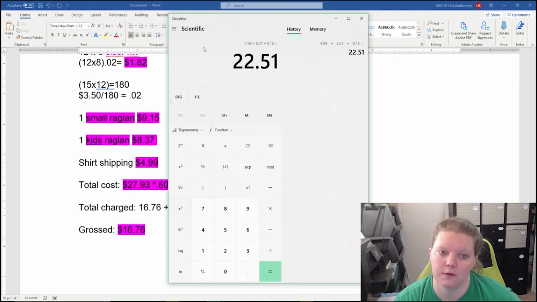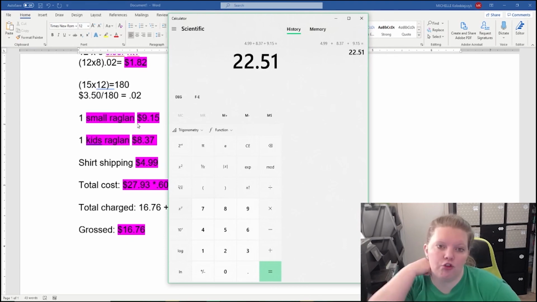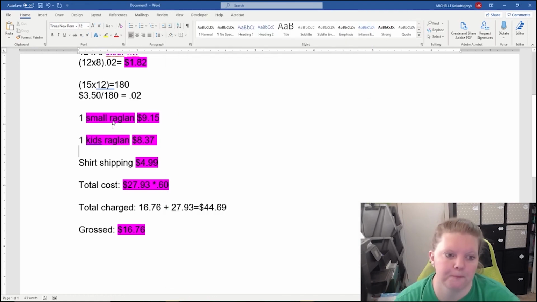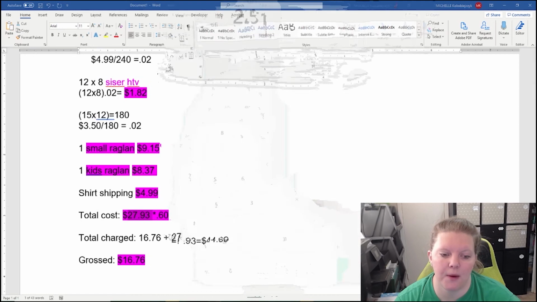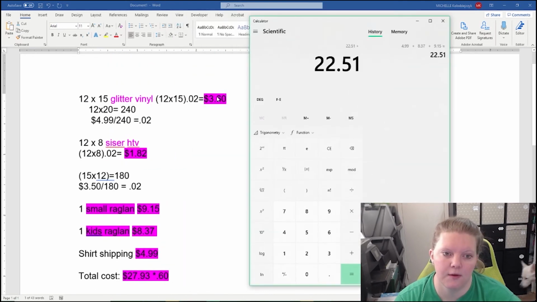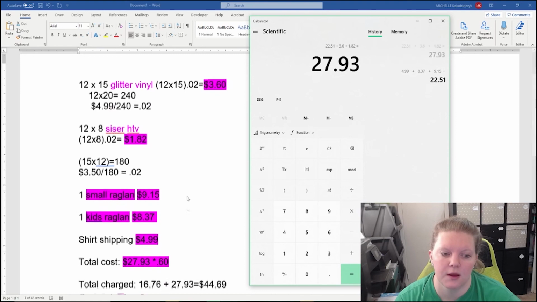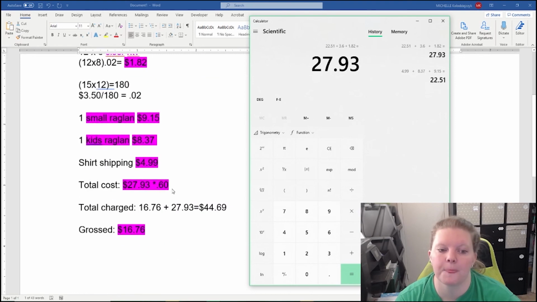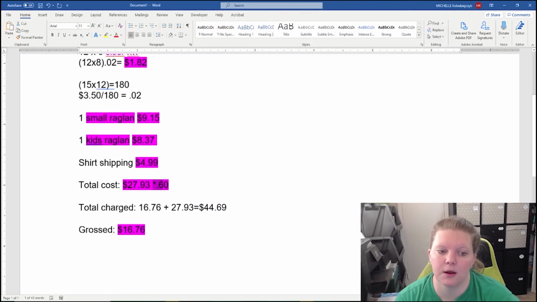blanks themselves. So you can't even charge the customer less than $22 because you're going to lose money just on the shirts and the shipping. So the total cost is going to be $27.93, and I do that by total cost of the blanks plus vinyl 1, $3.60, plus vinyl 2, $1.82. That gives me $27.93.